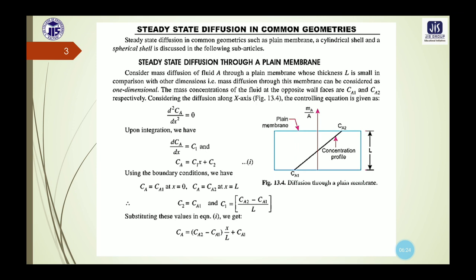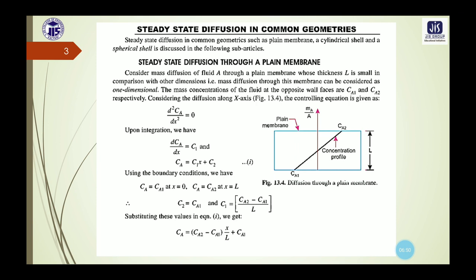Now we need to use some boundary conditions to get the values of C1 and C2. What are these boundary conditions? CA equals CA1 when x equals 0. We can see from this diagram that when x equals 0, CA equals CA1. That is the bottom part of this plane membrane.